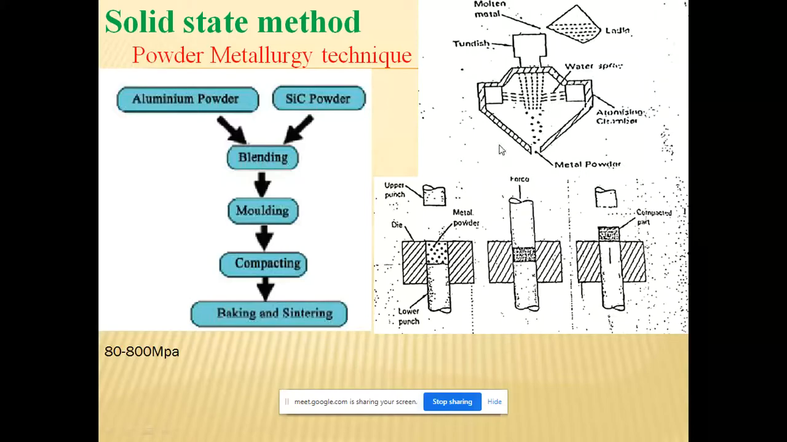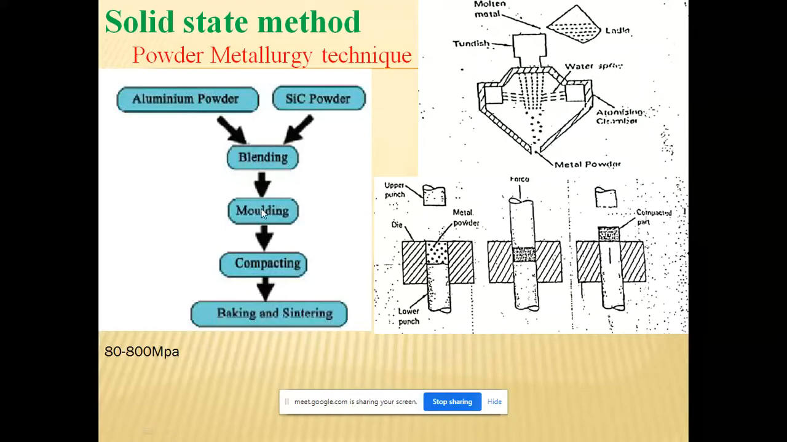This was the process of manufacturing or preparing a powder. That was the first step. Then blending. Blending is nothing but, once the powder has been made, mixing it in a wet or dry condition. That is, we have a mixture, no problem with that.